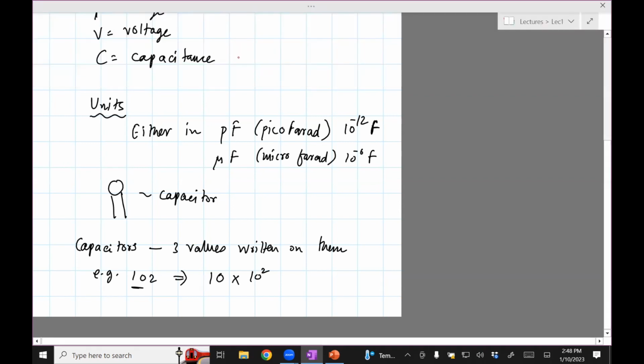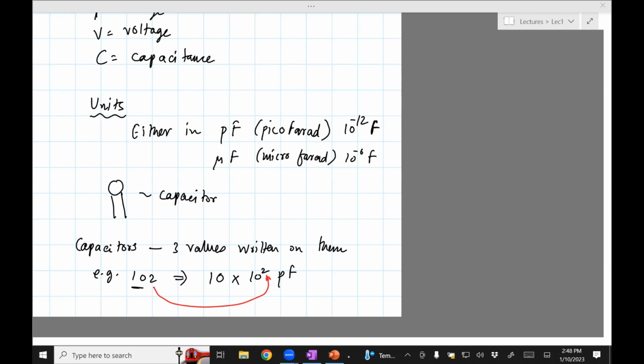The third digit is the exponent, and the unit is going to be picofarad. Farads are not really sold as such. You won't see a farad unless it's some really big electronic item. So 10 times 10 raised to 2 picofarad would be the value. The default unit is picofarad.